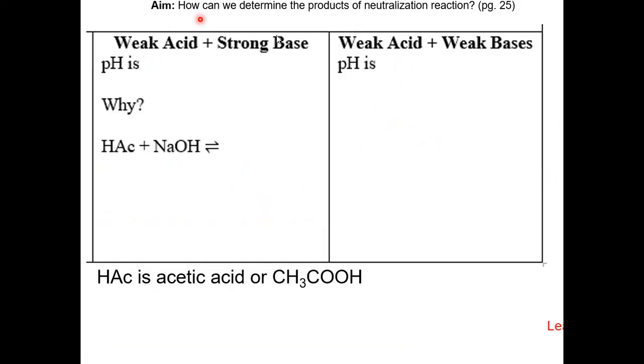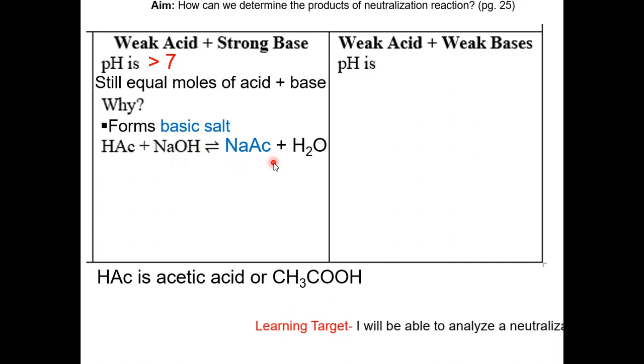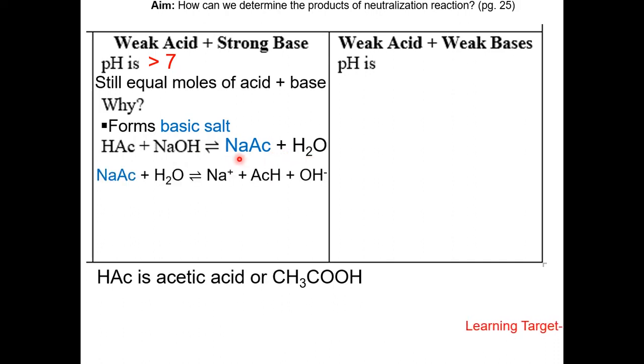The third scenario is the weak acid and strong base. So the pH will be greater than 7. So why is that? Even though there's equal moles of acids and bases, you're forming a basic salt. So here we have a weak acid, this is acetic acid, reacting with a strong base, sodium hydroxide, and you're forming NaC2H3O2 and H2O. This is a basic salt because when it interacts with water, it forms hydroxide ions, which raises the pH. The last scenario is a weak acid and weak base, so the pH can vary close to 7.